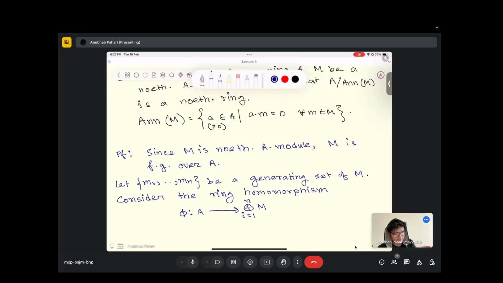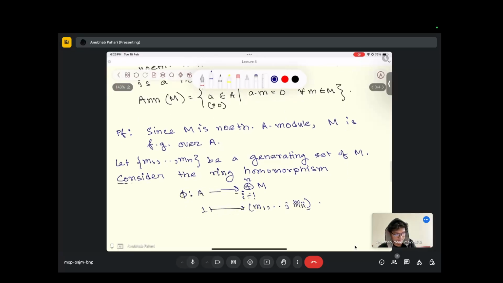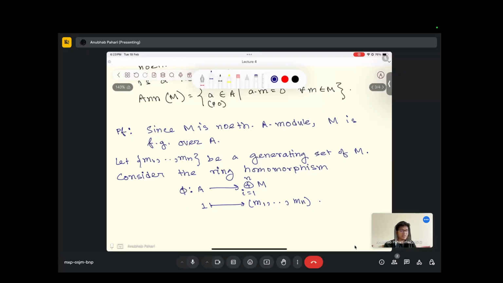Defined by M1 to Mn, easy to check that. Now the claim is that the kernel of phi equals the annihilator of M.